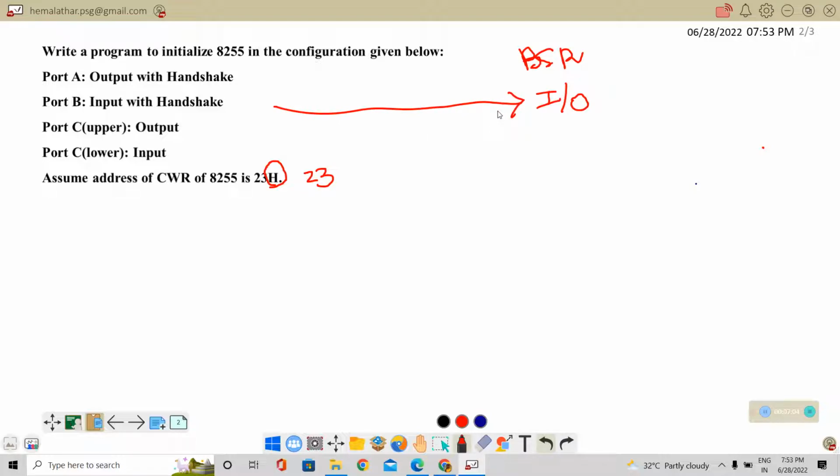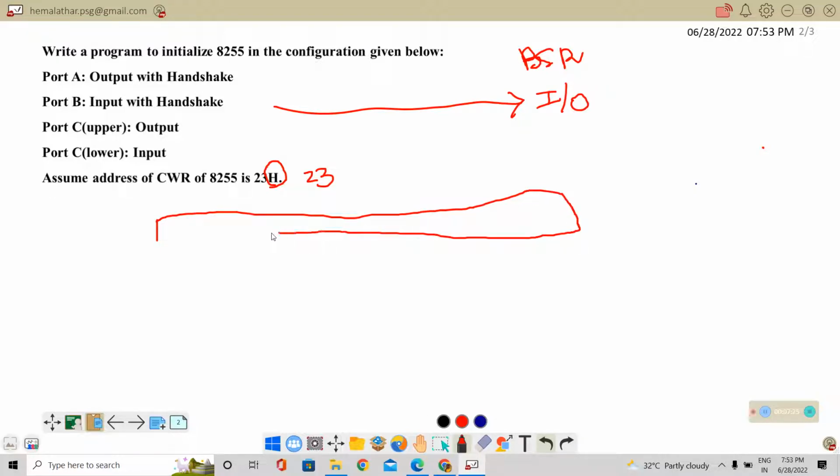First, you have to find out from the question whether it is BSR mode or IO mode of the 8255. Only if they give port C alone, it is BSR mode. Since they gave all three ports, it belongs to input and output mode. So you find out it belongs to IO mode. Next, try to write the control word register of the IO mode.